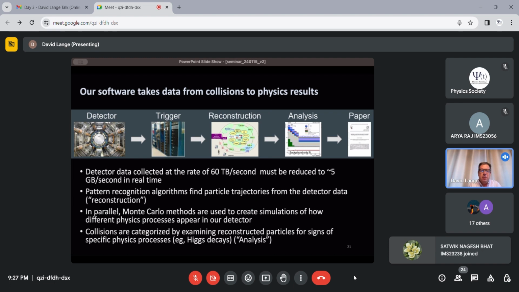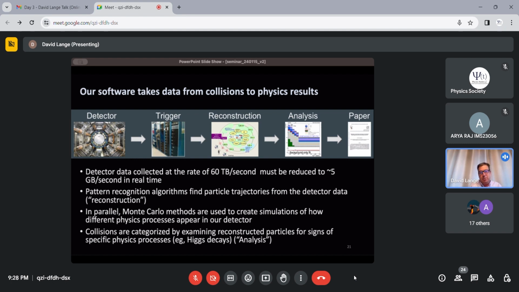And then from there, you put together all of the trajectories, and you understand via an analysis what actually happened. So looking for signatures that there was a Higgs decay or another beyond the standard model type particle.